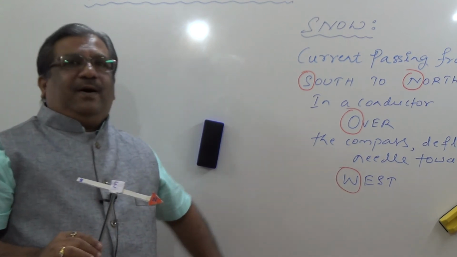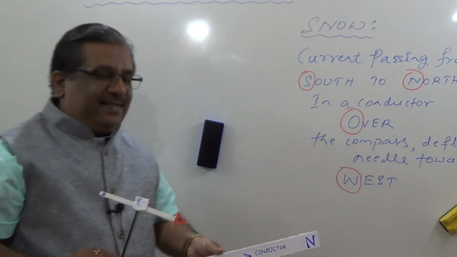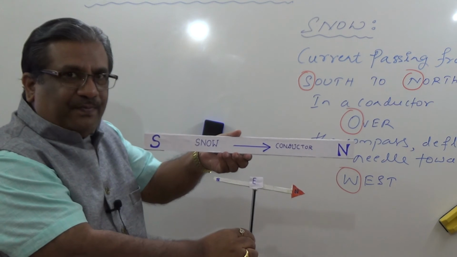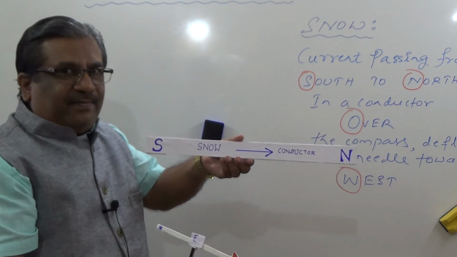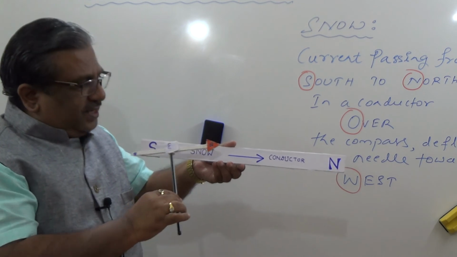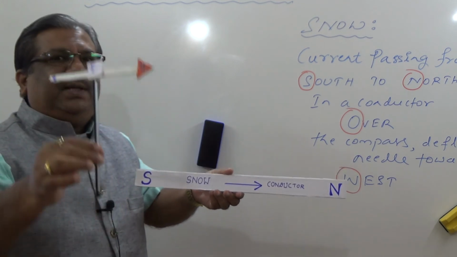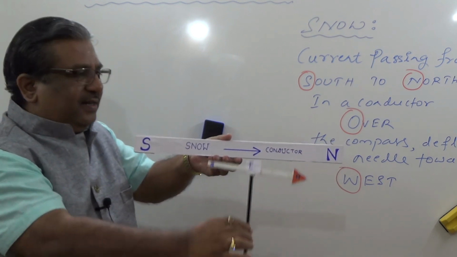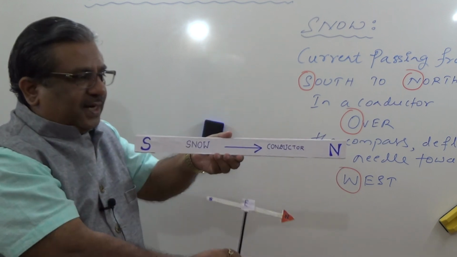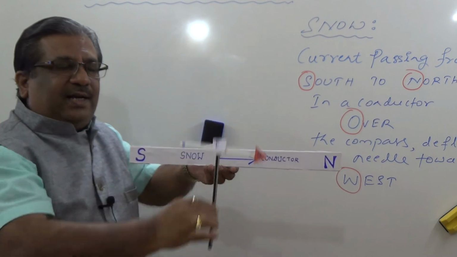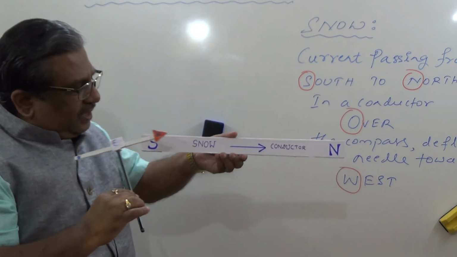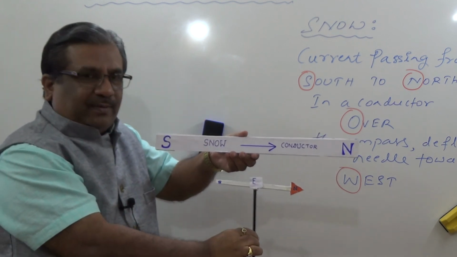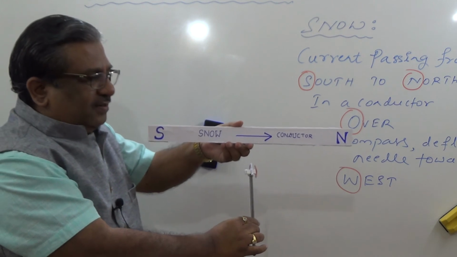Now, coming back, what I will do here is, earlier I kept this compass needle below and changed the direction of the current. Now, the direction of the current in the metallic conductor is the same, but I'll change the position of this compass. Once I'll keep it below the conductor, and then over the conductor. Let me stick to the Snow rule here. Let the current flow from south to north in the conductor and keep the magnetic needle at the bottom. Switch on, towards the west.